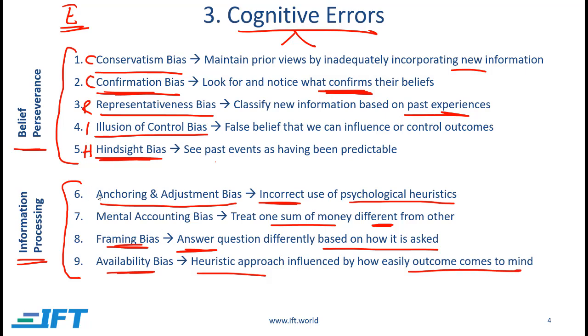Now, again, I will just help you memorize these. To remember information processing biases, just say AMFA. The first A stands for anchoring and adjustment. The next is M for mental accounting, F for framing, and A for availability. So AMFA. Now don't worry if you don't immediately remember all this. We'll be going over each of these biases in more detail.